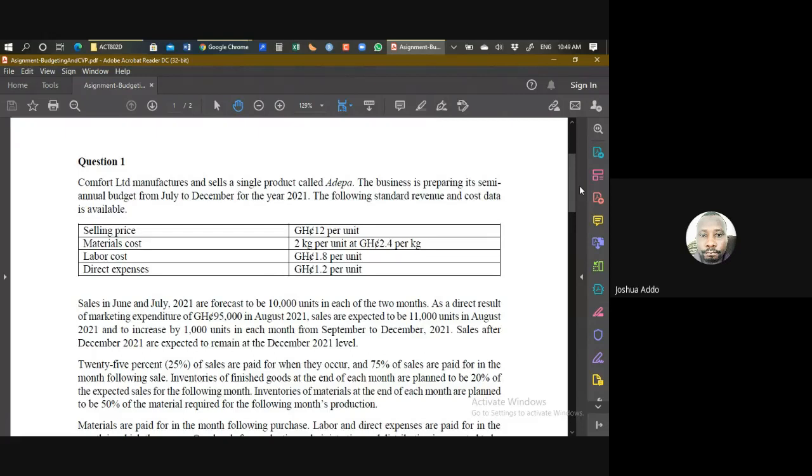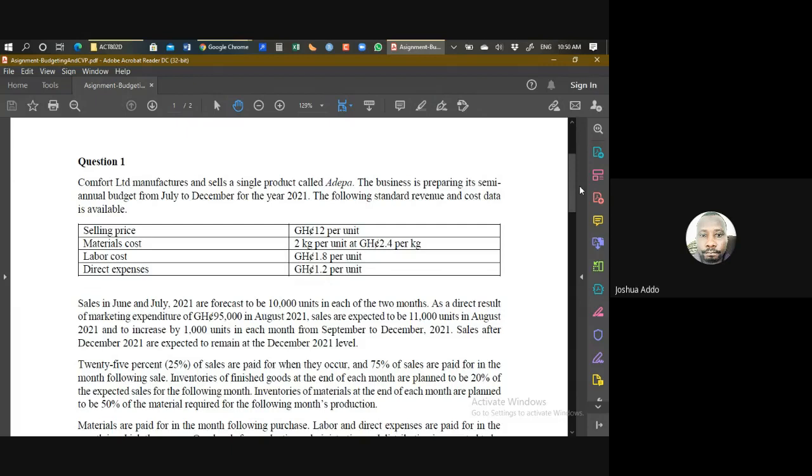And let me ask, before they come up with the sales forecasts, what are some of the things that are considered? What are some of the factors that go into determining the sales forecast? Because you cannot just sit up one day and say, okay, I think my sales forecast will be 10,000, 11,000, 12,000 for months 1, 2, 3.